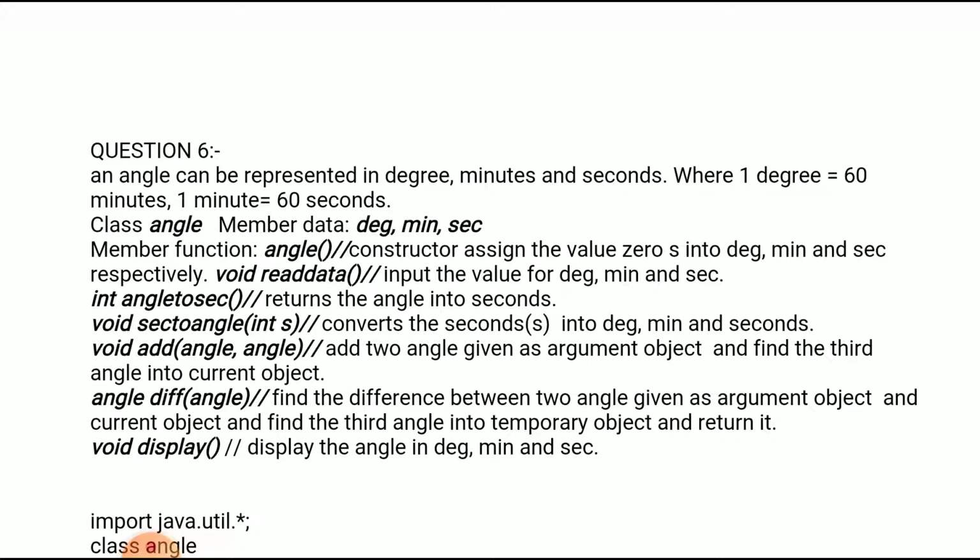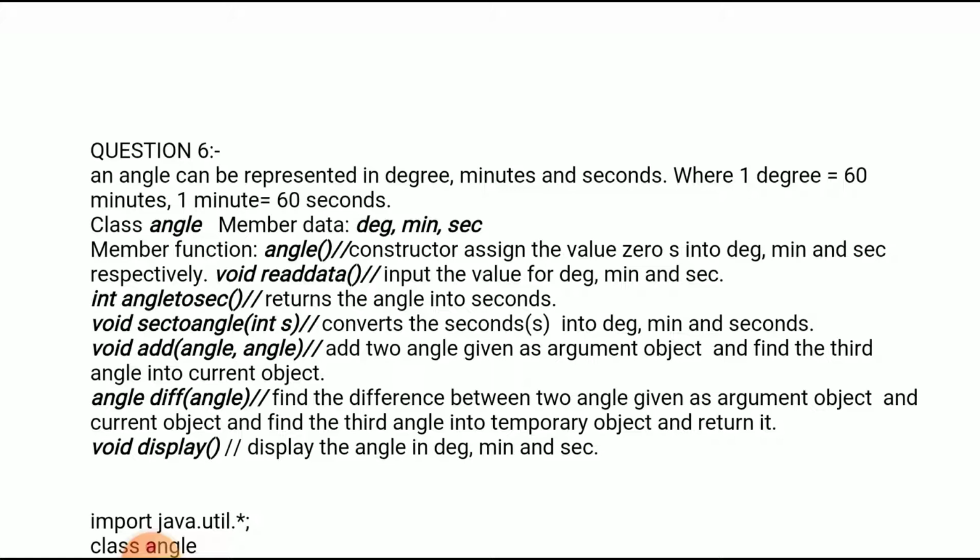The question is, an angle is represented in degree, minutes and second, where 1 degree equals 60 minutes and 1 minute equals 60 seconds. There is a class with the member data degree, minutes and second. With the member function, there is a constructor which initializes all these member data with 0, and there is a function to input this degree, minutes and second.